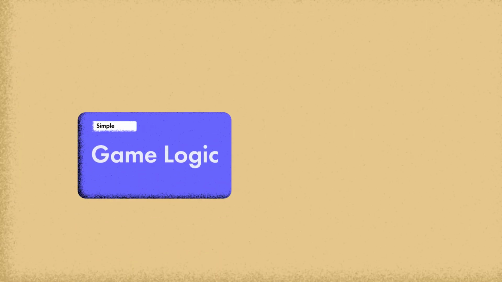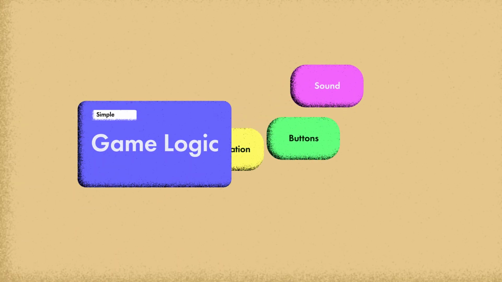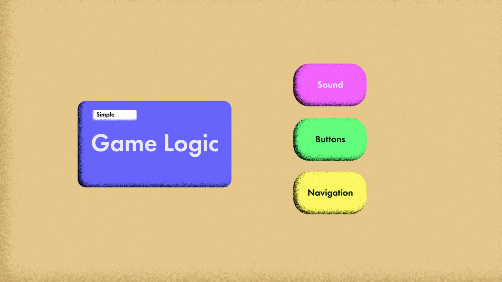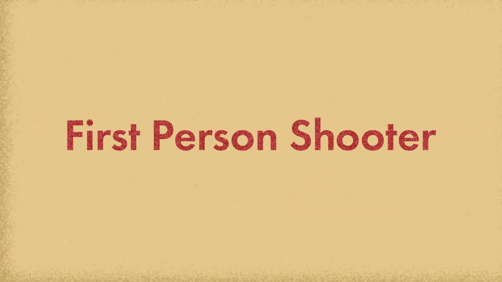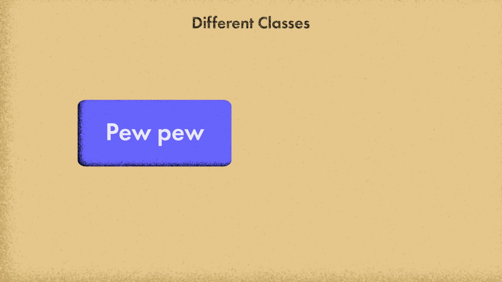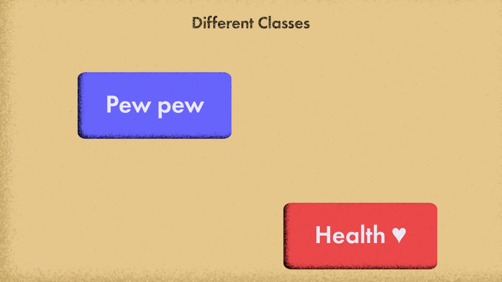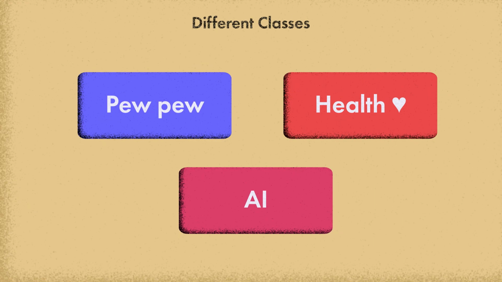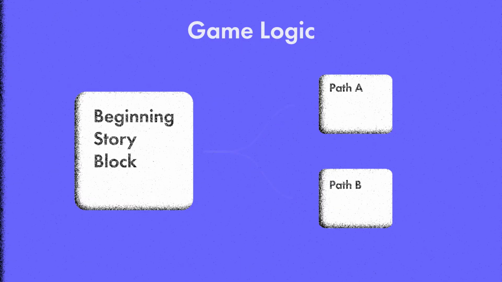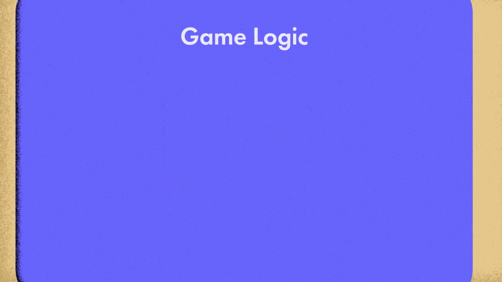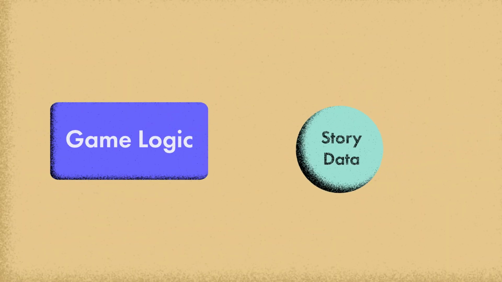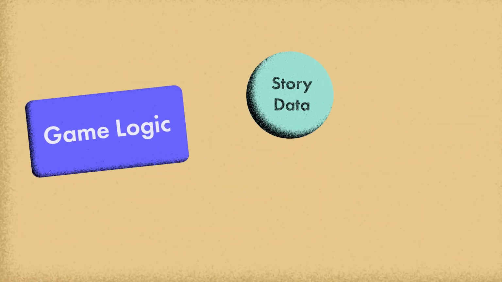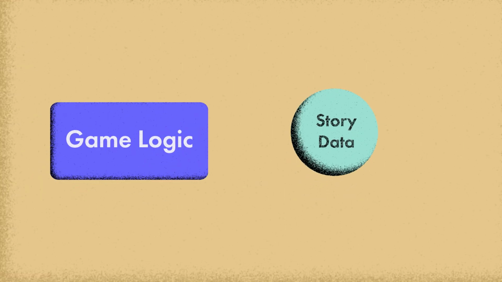In this series, the logic of our game is really simple, so it's okay to put our entire game logic inside of one class. But you can imagine a first-person shooter. You'll have one class that handles shooting a gun, and a different class that handles the health system, and another one that handles enemy AI, and so on. So in our case, our game logic script will navigate through our story, but we don't want to store our story inside this class because those are two different tasks that we want to accomplish.